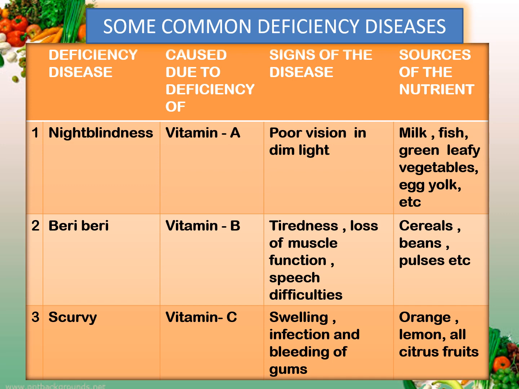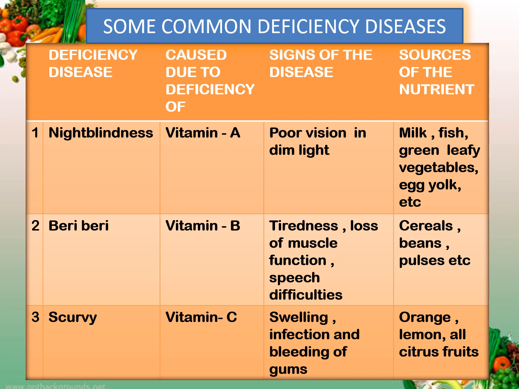Second deficiency disease, beriberi. This beriberi is caused in a person if he lacks vitamin B in his body. If we see the signs of the disease beriberi, the person feels tired and loss of muscle function and speech difficulties, where the person faces difficulty in speaking. And the foods that are rich in vitamin B are cereals, beans, pulses, etc.